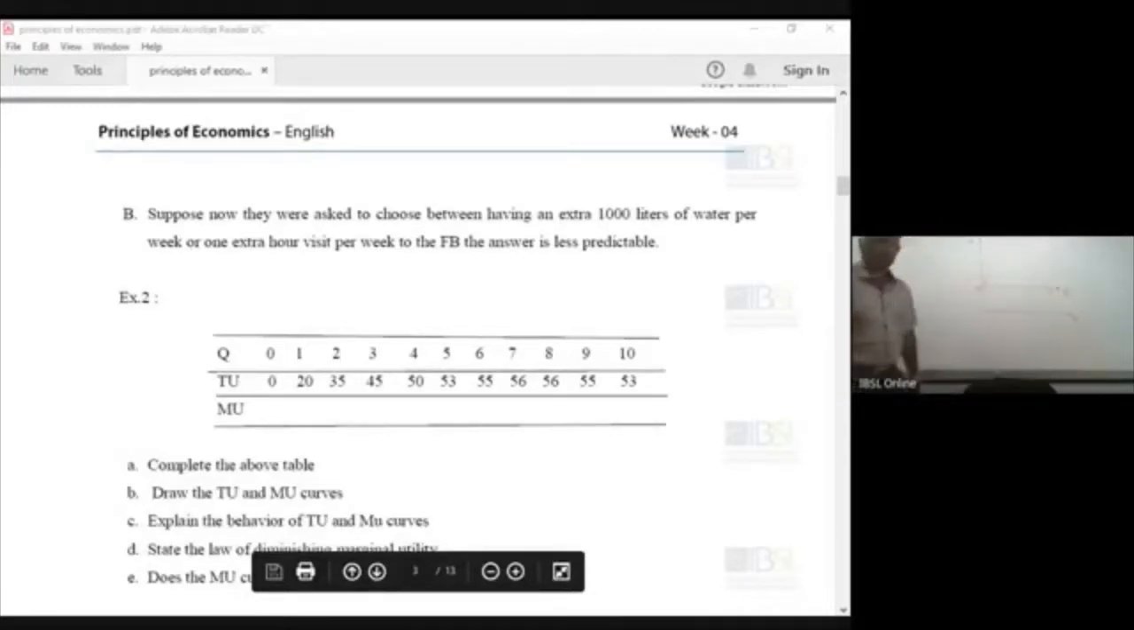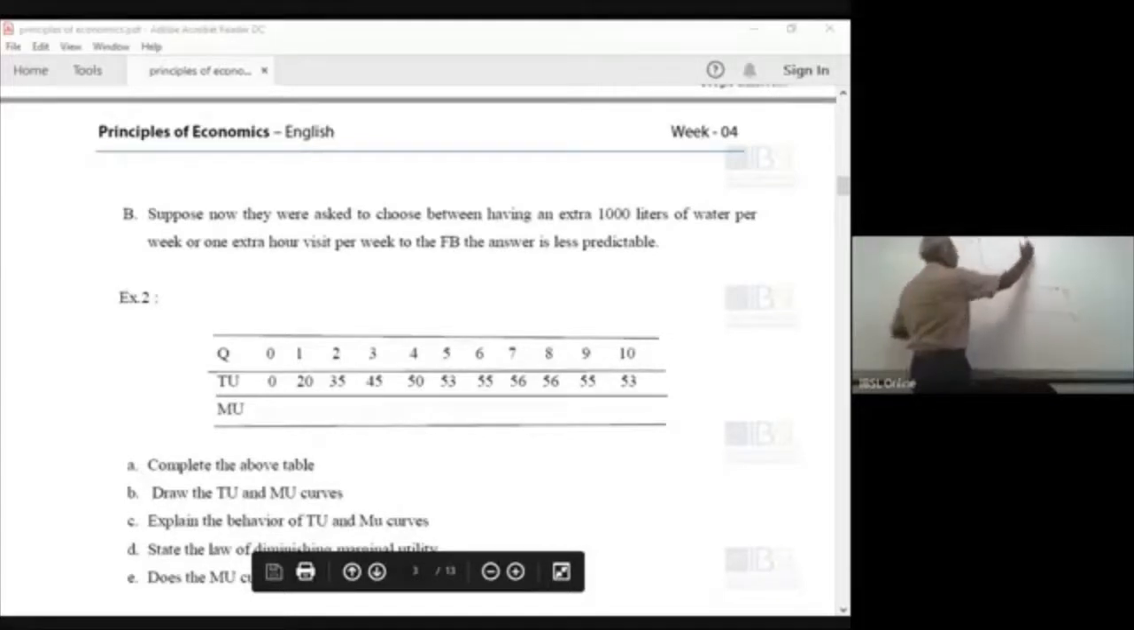Total utility curve. Marginal utility curve, you plot this. The marginal utility curve continuously diminishes like this. Something like that. Total utility is maximum. If you plot to a scale, actually it is like this. Total utility increases, attains the maximum, then decreases. Marginal utility decreases, to 0, then negative.